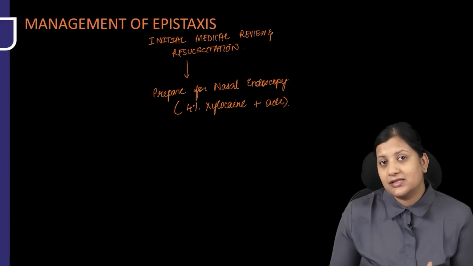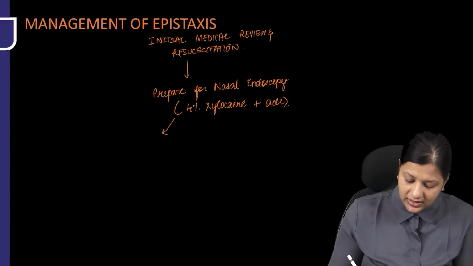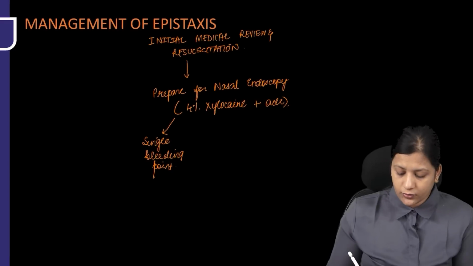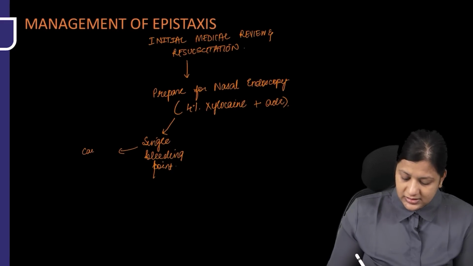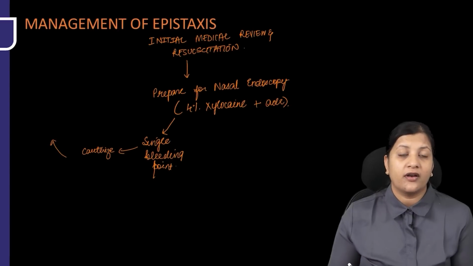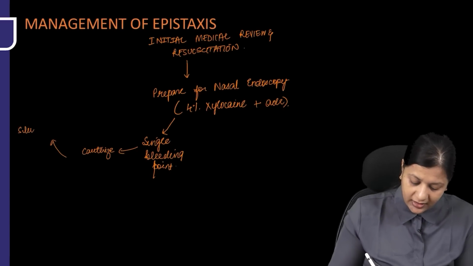Now, once he is comfortable and is allowing you to examine, if you happen to see there is a single bleeding point on endoscopy, what will you do? You will cauterize that single bleeding point. How will you cauterize that single bleeding point? There are two ways, either a chemical cautery or an electrical cautery. A chemical cautery uses the solution silver nitrate. So you can use a silver nitrate solution.